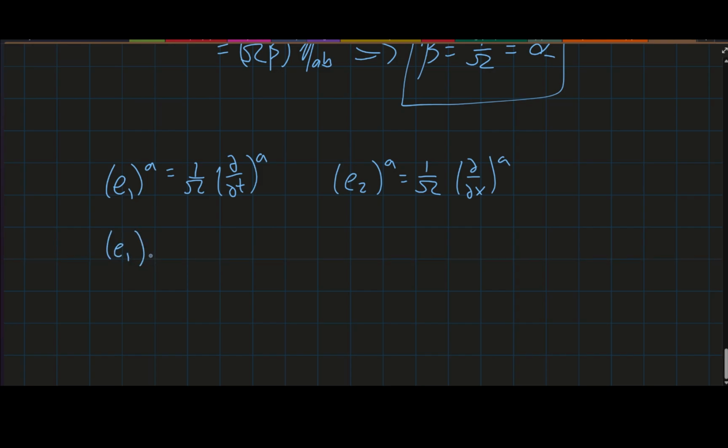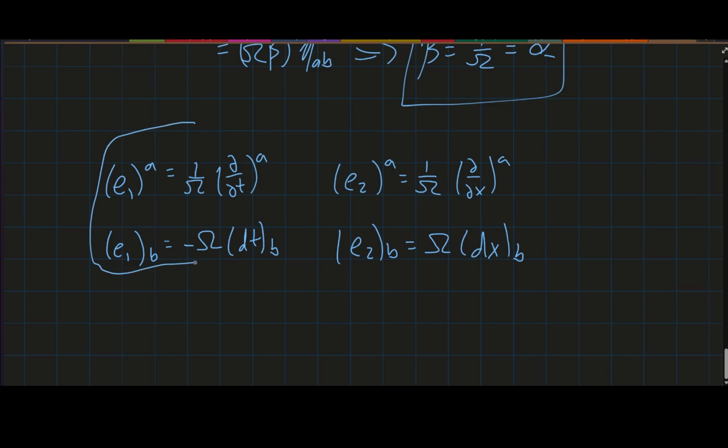So this is going to be E1. I'll write it as B. It's going to be, let me think, E1 is going to be minus omega squared times alpha. So we end up with a negative omega times dt b, and E2b very similar. We just get omega dx b. So here's what we're working with. Let's do that a little better.